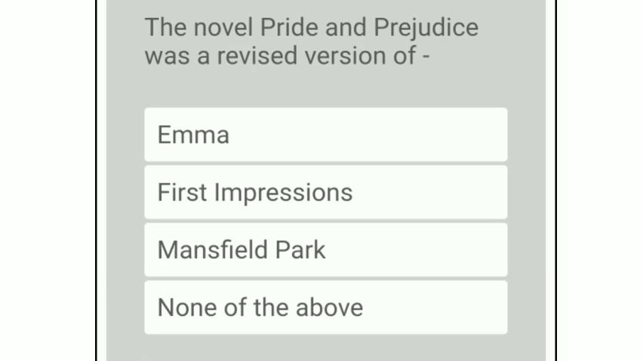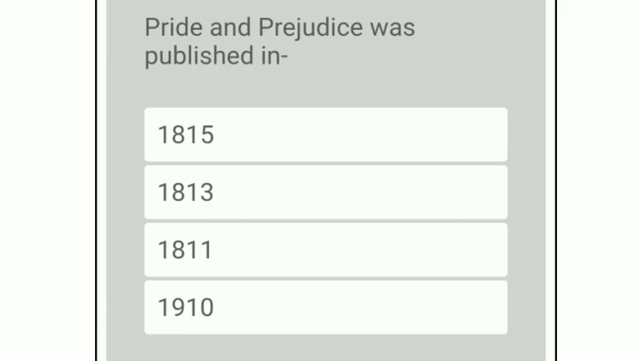The novel Pride and Prejudice was a revised version of option A, Emma, option B, First Impressions, option C, Mansfield Park, option D, none of the above. Here the right answer is option B, First Impressions. The novel Pride and Prejudice is stated to be the revised version of First Impressions. Now proceed to the next MCQ.